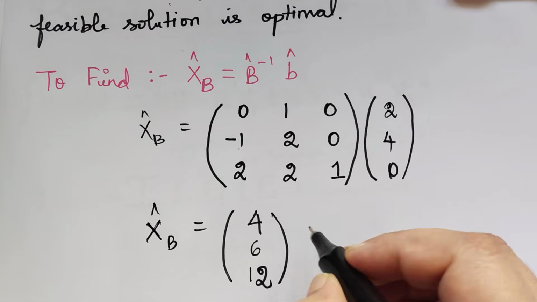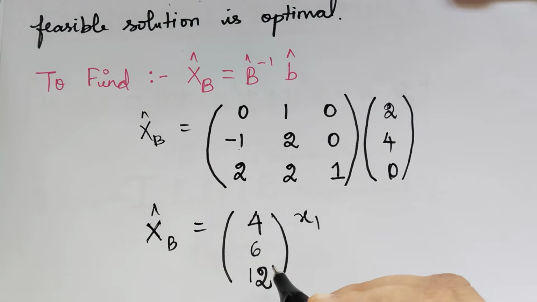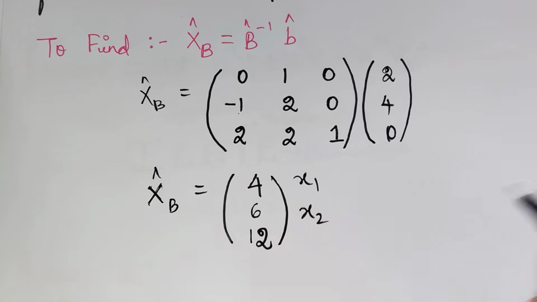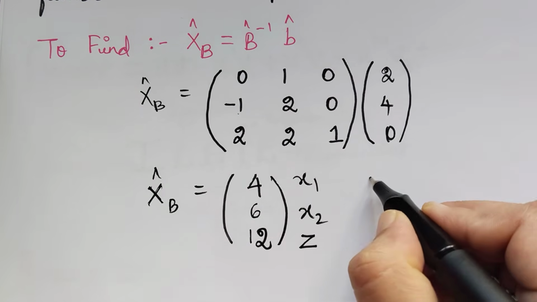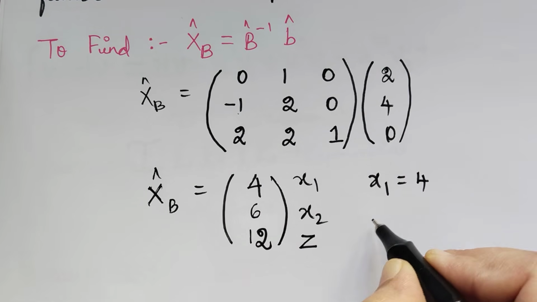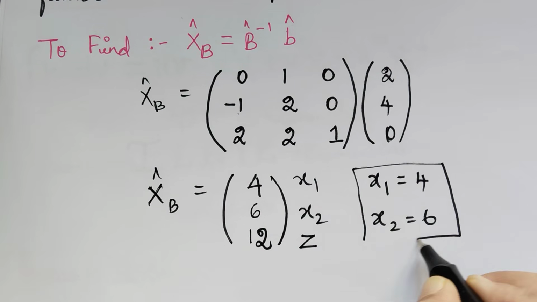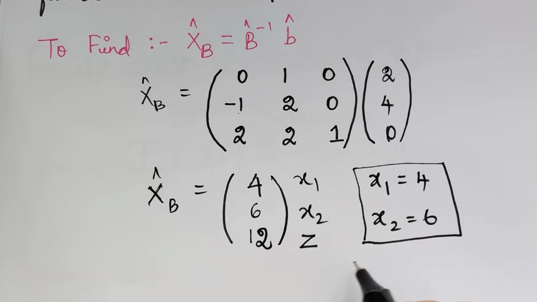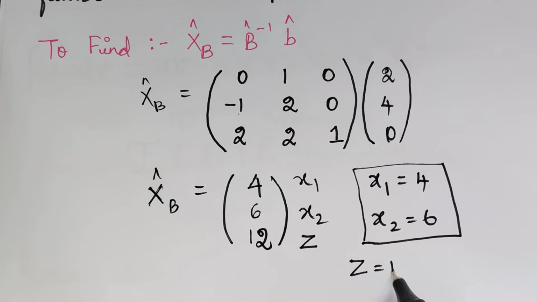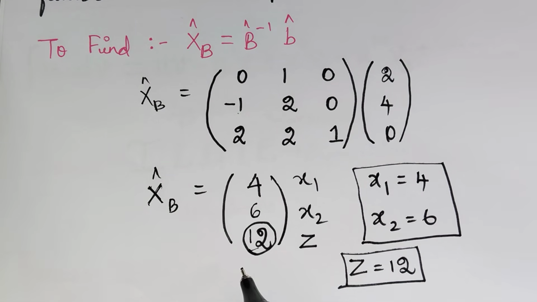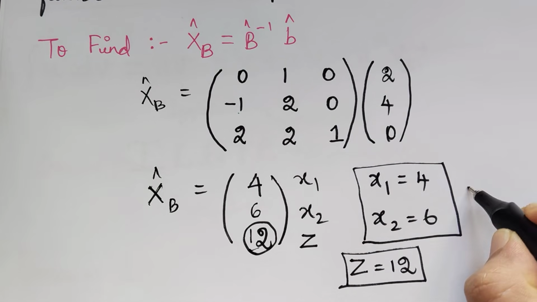So first S1 left the bases and X1 entered, then S2 left the bases and X2 also entered, and this will give us the Z value. So therefore X1 will be equal to 4, X2 will be equal to 6. So these are the optimal solution, and the value of Z, max Z, is equal to 12. This you can directly write from this matrix, or you can also substitute in the given LPP. And X3 will be equal to 0.